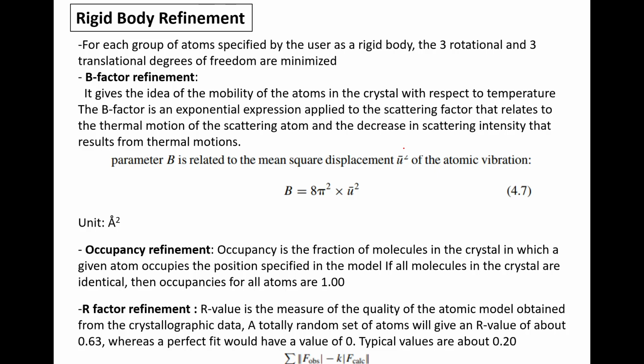So this B factor is a measure of the error associated with the kinetic movement of the molecules because of the increase in temperature of your crystal. This displacement of the molecules with increasing temperature is defined by u-bar, and the B factor is directly proportional to the square of this atomic vibration displacement, and the B factor unit is angstrom squared because the displacement unit is angstrom.